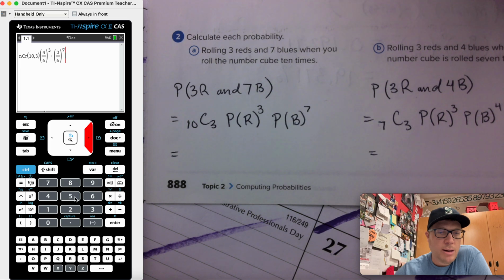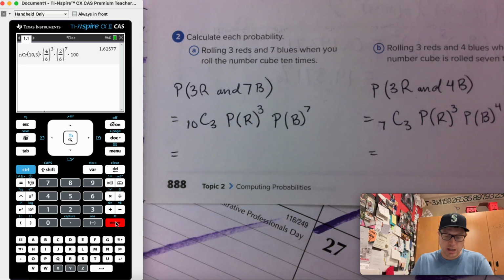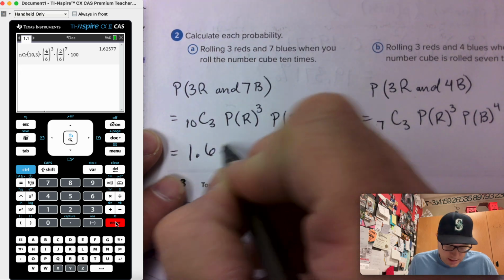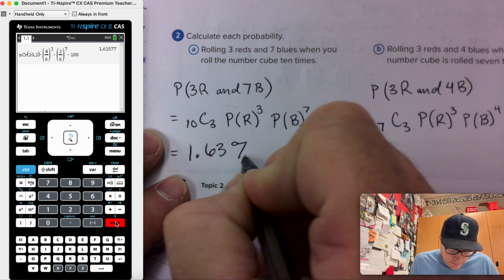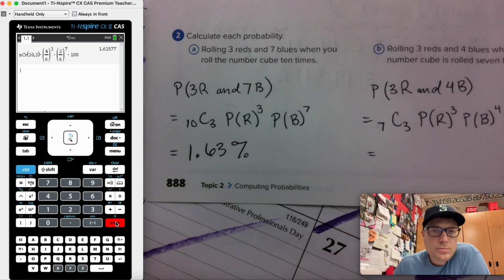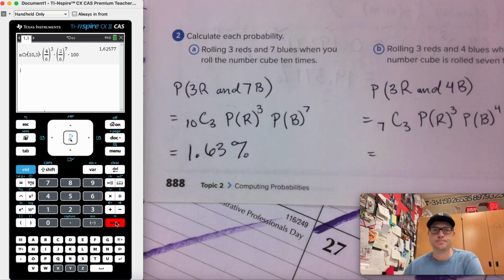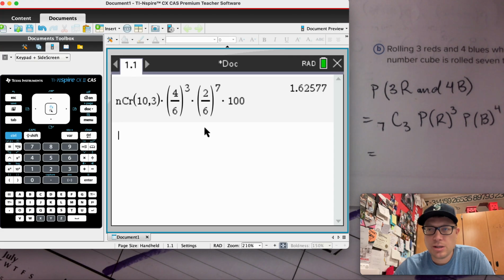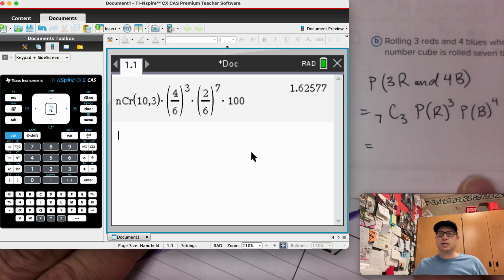Then right now, I'm going to multiply by 100 so I can get the percentage, and I'm going to control enter to get 1.63%. Okay, let me see if I can change this, yeah, this might make it be also a little bit bigger for the last one.